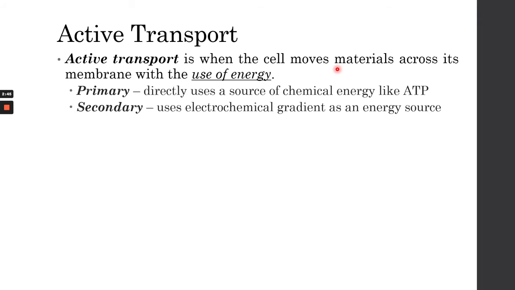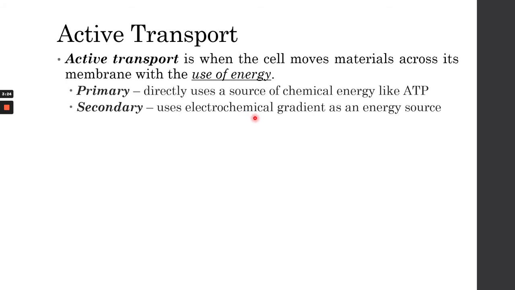Then there's what we call secondary transport. When the cell creates an electrochemical gradient, energy is stored, and that stored energy can be used by proteins and molecules to move molecules across the membrane. We'll discuss secondary transport more later, but just remember that there is no need to use the chemical energy ATP; we use a different source of energy. Most of the time, we use the energy stored in the electrochemical gradient.